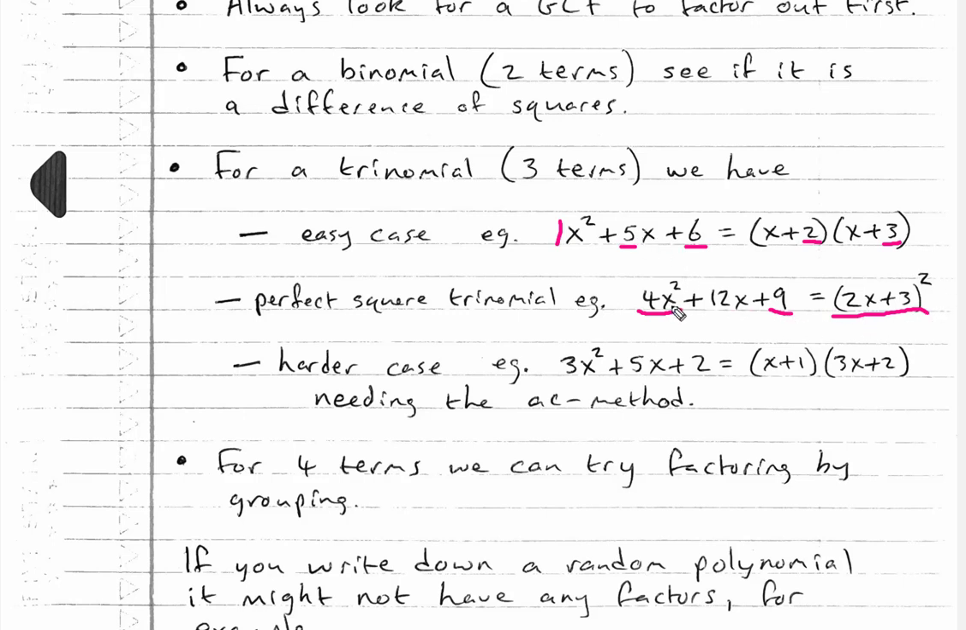And if those 2 don't work, then the last thing to look for, if it's not one of these 2, is you can try the AC method. We'll look at another example of one of those. This is the hardest of the 3.